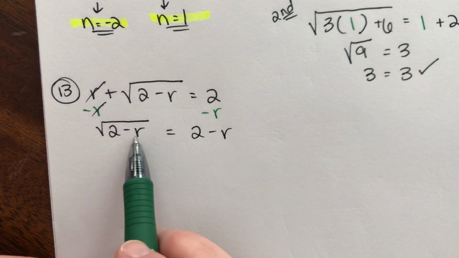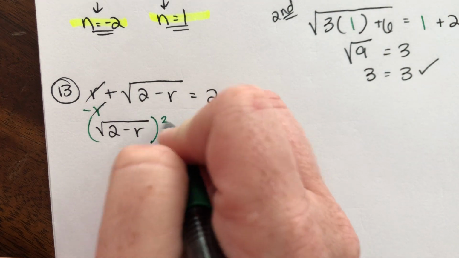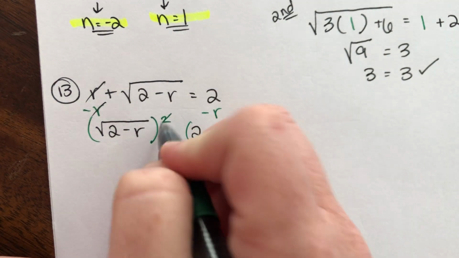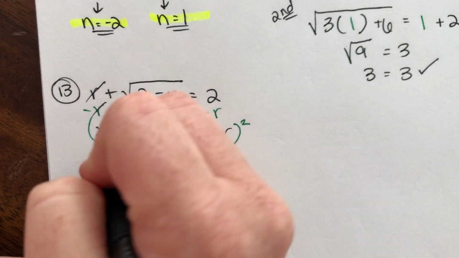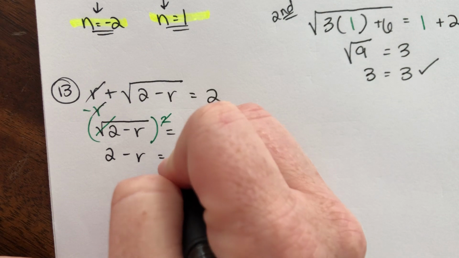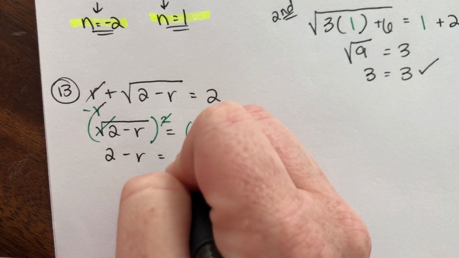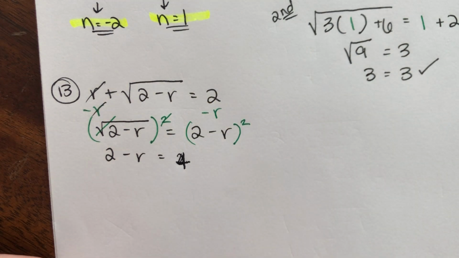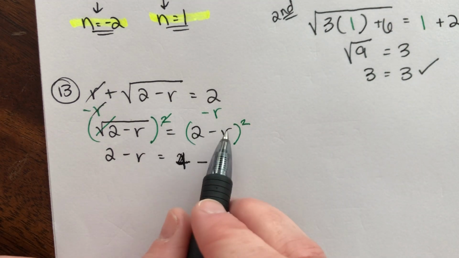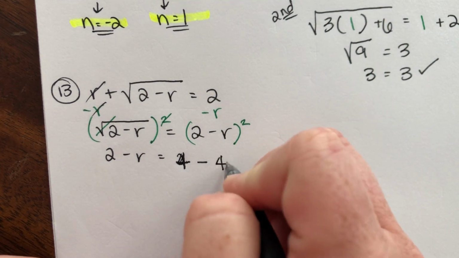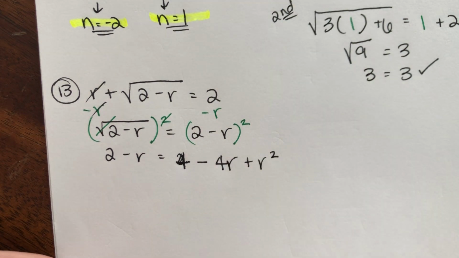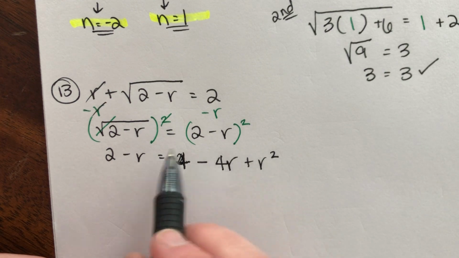Then I want to get rid of the radical, so I'm going to square it, and I got to square this guy. So this is going to cancel with my sign, and I'm going to get 2 minus r equals 2 squared, which is 4. I meant to write 4. I almost wrote 2 squared. 4 minus, the middle term is first times last times 2, so that's 4r, and then plus r squared. Okay, so I have all the pieces for a quadratic.